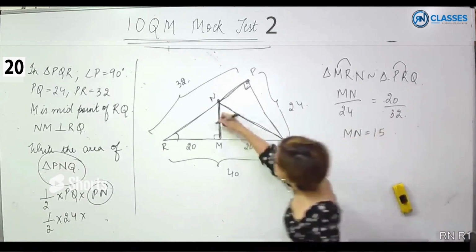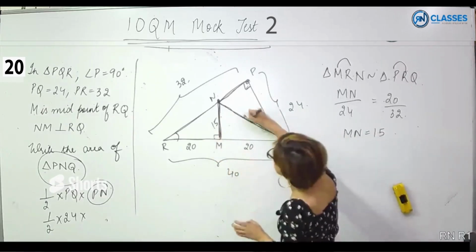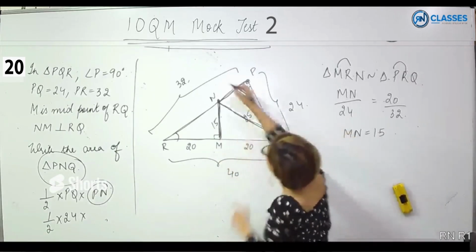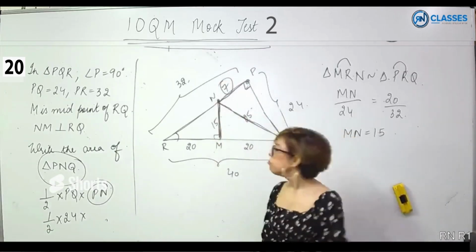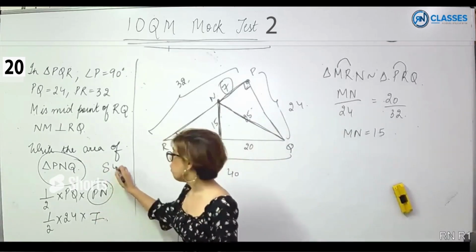Right? Now, this is 15. My job is done. Why? This is 15, this is 20. That means this is 25. So, I can shift it. Now, this is 24, this is 25. That means this is 7. Done? Just substitute it and you will get the answer as 84.